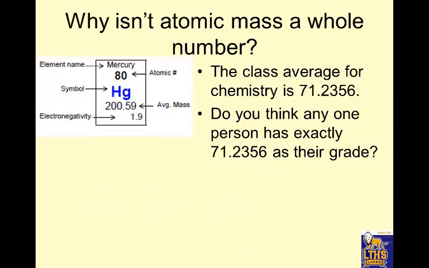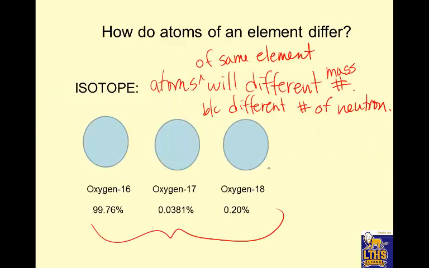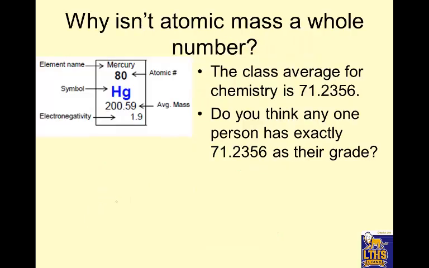So, average atomic mass. This number down here is not a whole number, but if protons plus neutrons equal the mass, why isn't this a whole number? Well, the reason is because it's an average. If there are these 3 kinds of oxygens found in nature, then we have to take an average to figure out the mass of any oxygen sample. But we don't take a straight average because most oxygen is oxygen 16.